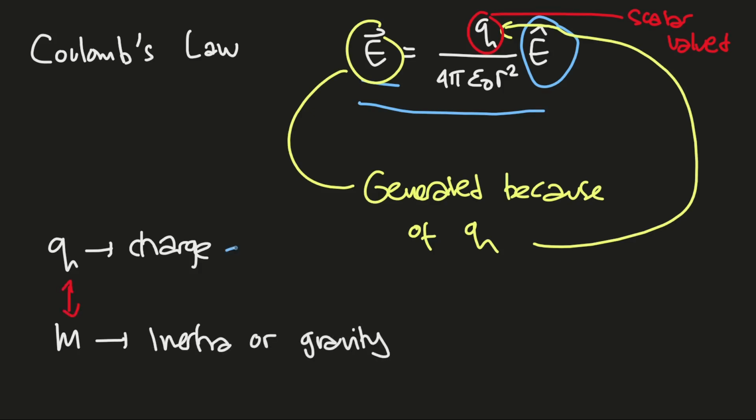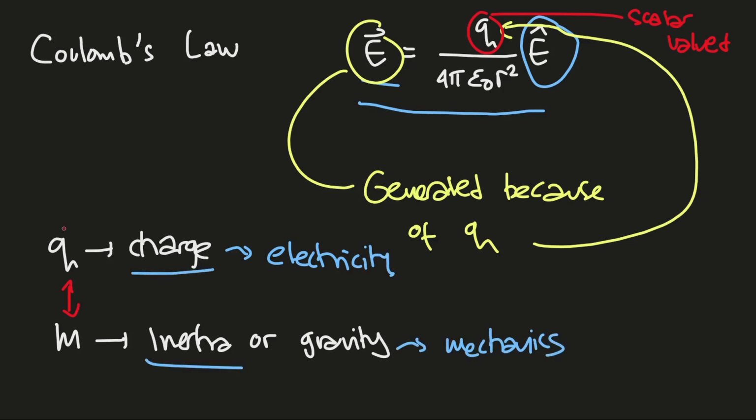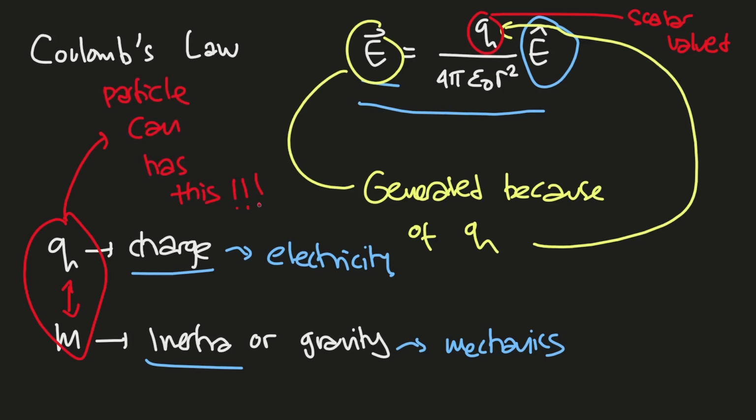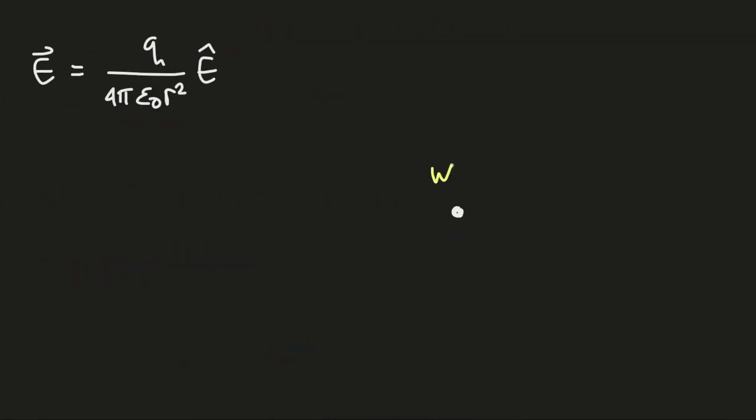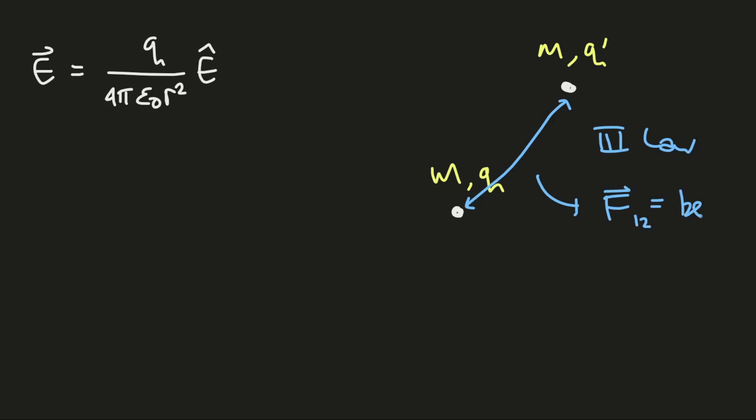By analogy, charge in electricity phenomena corresponds to m in mechanics, and all particles can have one or both of these for characterization or parameterization. Now, imagine we have two particles with similar mass but different electric charge, where one is Q prime, and by the third law of motion, this force equals the opposite force, and then the next equality by the third law.